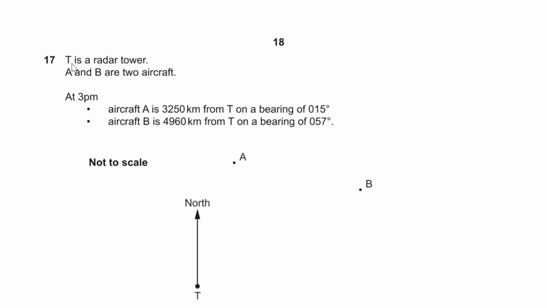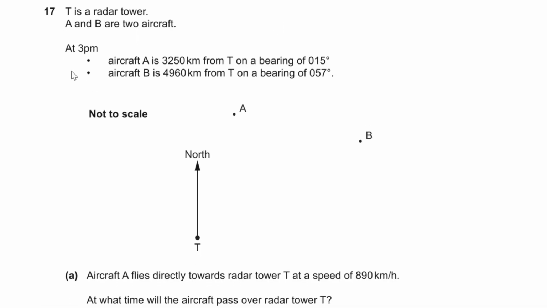Question number 17. T is a radar tower and A and B are two aircraft. At 3 p.m. aircraft A is 3250 kilometers from T on a bearing of 15 degrees. So if we draw a line from here to here, then here you can see we've got 15 degrees as our bearing. Remember, with bearings we measure from north clockwise.